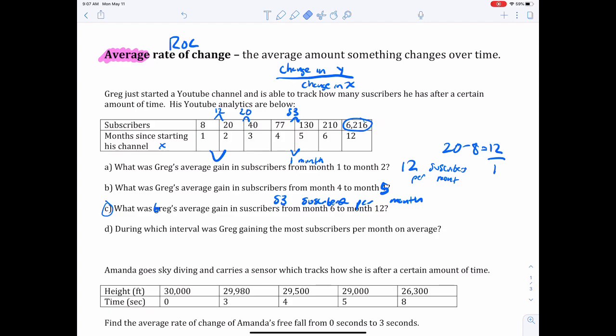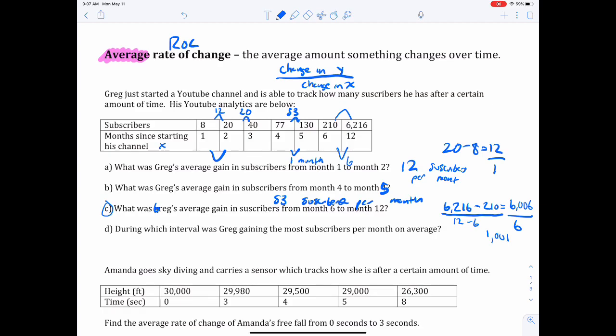So, from month 6 to month 12, how many subscribers did he gain? You can just do subtraction there. So that'll be 6,216 minus 210, divided by your change in X. How many months was that over? That was over 6 months, 12 minus 6. So you're going to get 6,006 divided by 6. And if you do that out, you're going to get 1,001.